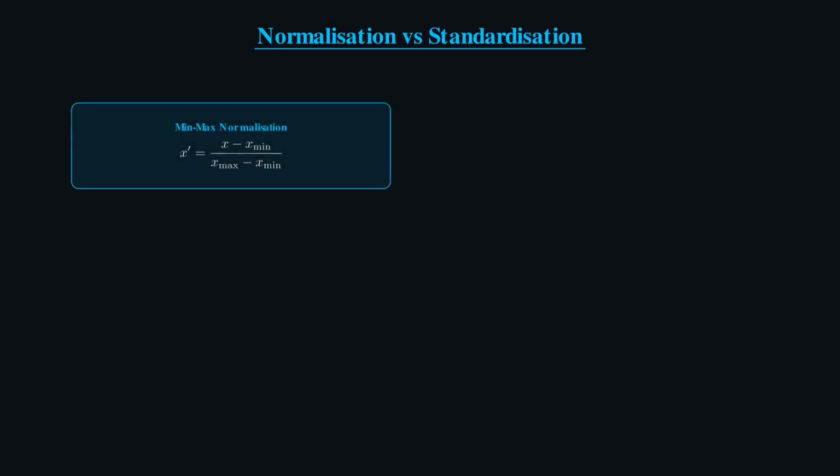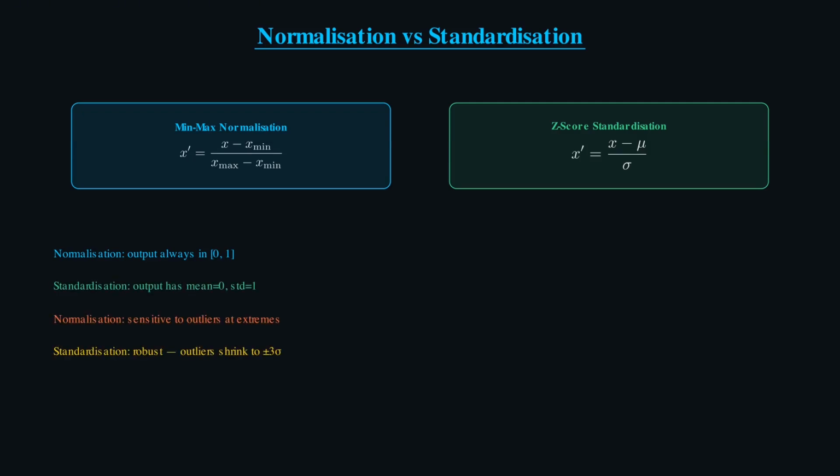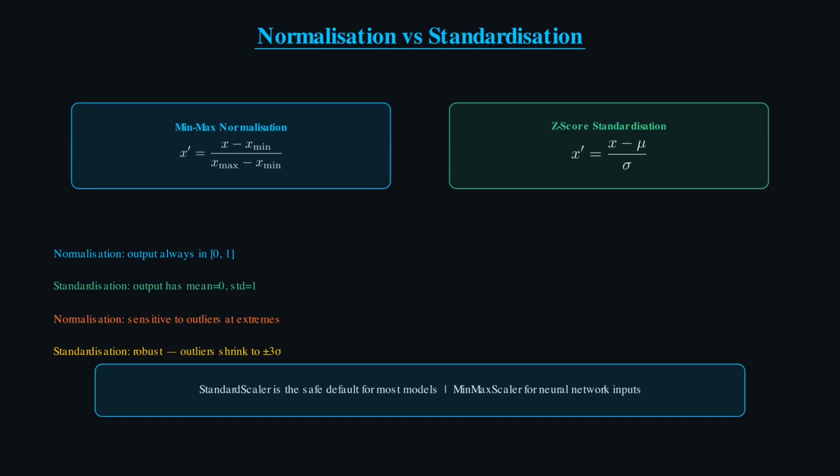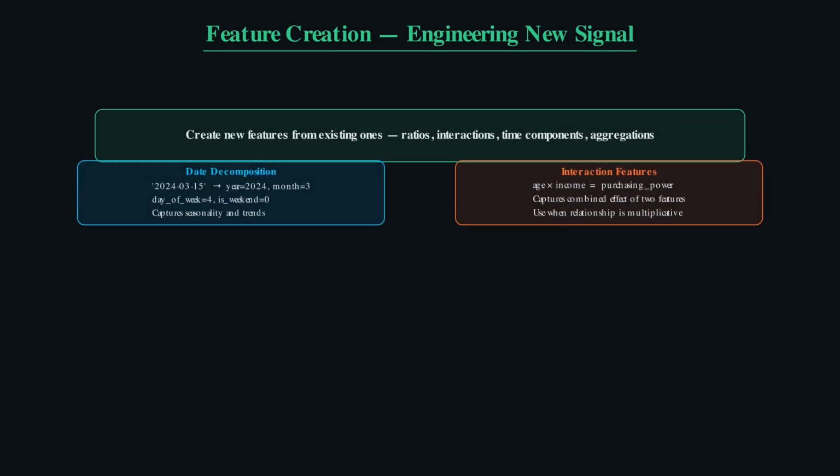Categorical features must be converted to numbers. Label encoding assigns an integer to each category and works only when there is a natural order. Low, medium, high. For unordered categories like colors or cities, use one-hot encoding, which creates one binary column per category. For features with hundreds of unique values, target encoding, replacing each category with the mean target value, works far better than one-hot.